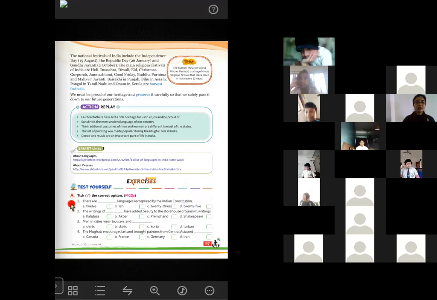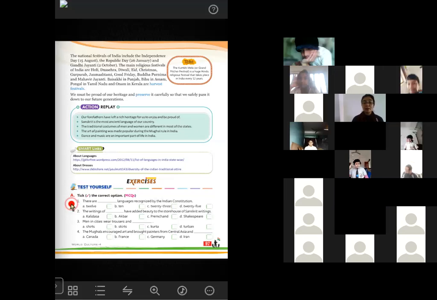The national festivals of India include Independence Day, that is on 15th August, Republic Day, that is on 26th January, and Gandhi Jayanti, 2nd October. These are the national festivals that all the people all over the country celebrate together. Now, besides these, some religious festivals are also there, like Holi, Dashera, Diwali, Eid, Christmas, Guru Purab, Janmashtami, Good Friday, Buddh Purnima, Mahavir Jayanti, Vaisakhi in Punjab, Bihu in Assam, Pongal in Tamil Nadu, Onam in Kerala.